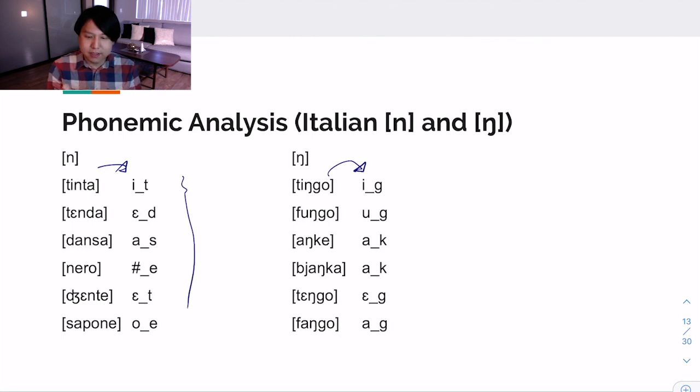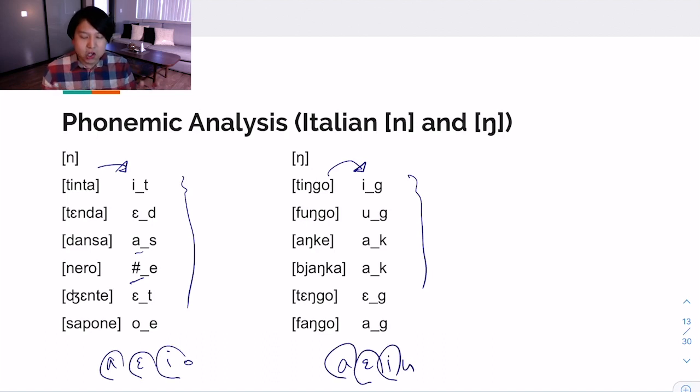So there are 6 environments for the N sound, another 6 environments for the Ng sound. And you have to generalize these lists. So it's always either after a vowel or in word initial position. But for the vowel, there are a, e, o here, and a, e, u. There are overlapping vowels, and you cannot generalize using these vowels. So it is clear that the vowel coming before is not the parameter that determines which allophone comes out.